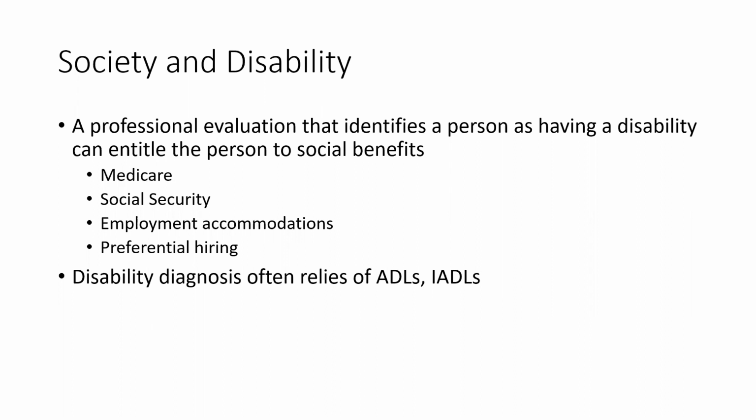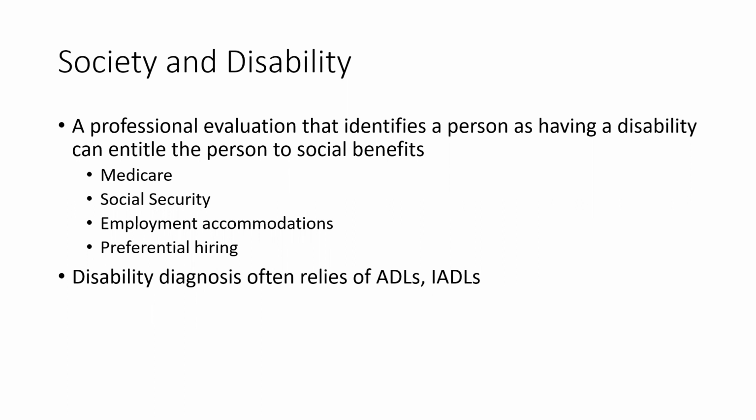So in the United States and in most developed Western countries, a professional evaluation of some sort identifies a person as having a disability, and then you can be entitled to social benefits. In the United States, if you are identified as having a disability, you can potentially qualify for Medicare before you turn 65. That means you get government-supported health care.